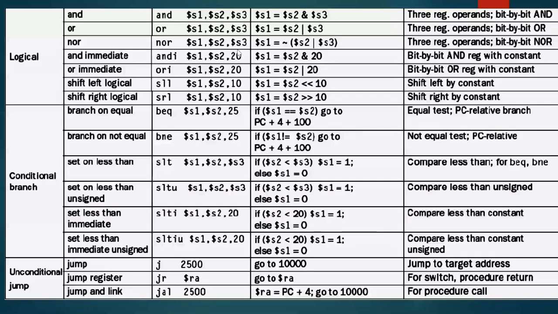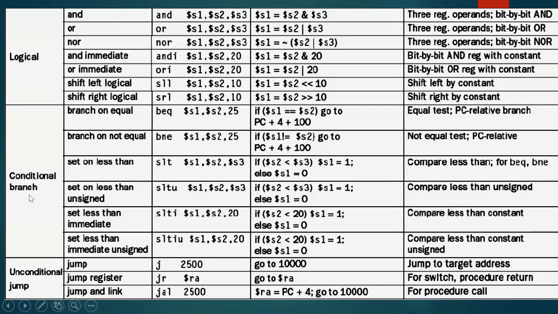Logical is something where you are going to have AND, OR, NOR, AND immediate, OR immediate, shift left logical, shift right logical. So these are the various logical operations you're going to have. What is that? AND $S1, comma $S2, comma $S3. What it means is you're going to AND operate, that is the ampersand symbol, S2, comma S3, and store it in S1. You're going to use the 3 register operands and perform a bit by bit AND. This is the same for OR, NOR, add immediate, everything.